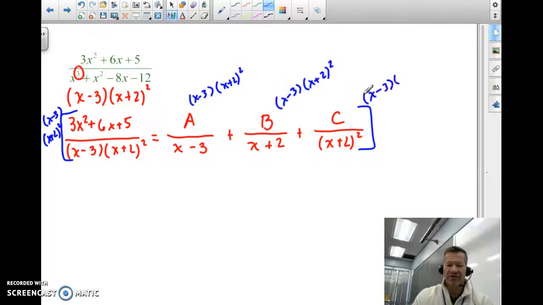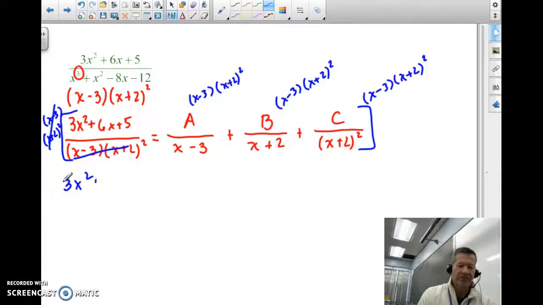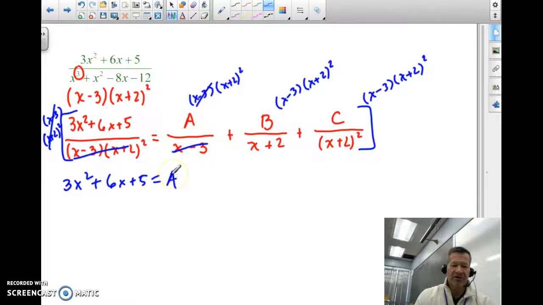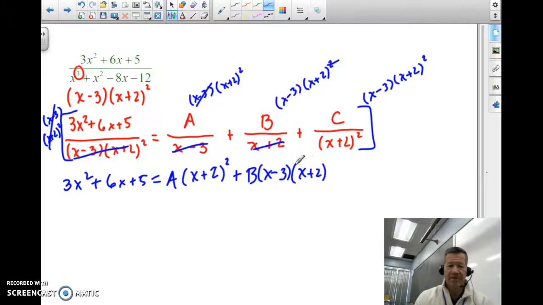And let's multiply. So on the left-hand side, this whole denominator will cancel, leaving me with 3x squared plus 6x plus 5 equals, over here, x minus 3's cancel, so a is now multiplied by x plus 2 to the second power. Plus, now one of the x plus 2's cancels, not both of them. So I have b times an x minus 3 and an x plus 2. And finally, now both x plus 2's cancel here, and I've got c times x minus 3.